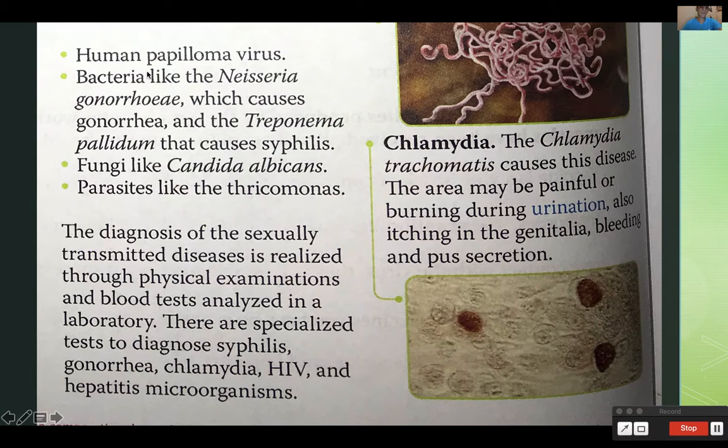Okay, también tenemos el virus del papiloma humano. Bacteria like the Neisseria gonorrhoeae, which causes gonorrhea, and the Treponema pallidum that causes syphilis. Fungi like Candida albicans and parasites like the Trichomonas. The diagnosis of sexually transmitted diseases is made through physical examination and blood tests analyzed in a laboratory. There are specialist tests to diagnose syphilis, gonorrhea, chlamydia, HIV, and hepatitis microorganisms.